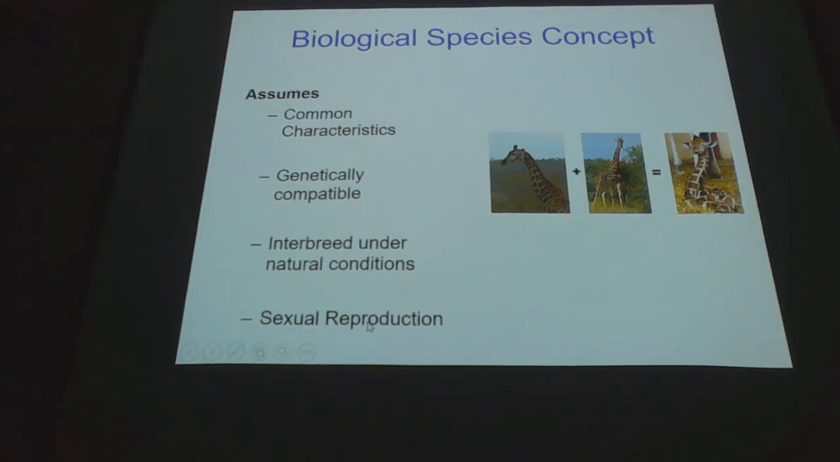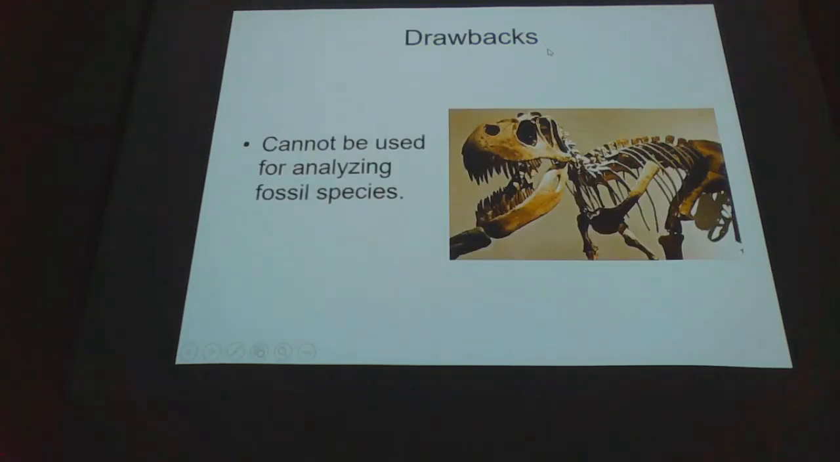And of course, as I told you, the biological species concept assumes that there is sexual reproduction because it's based on mating, okay? But what if I am an organism that reproduces asexually? I cannot apply this concept, right? Maybe there are some alternatives, okay? And we'll talk about these alternatives later on when the chapter comes.